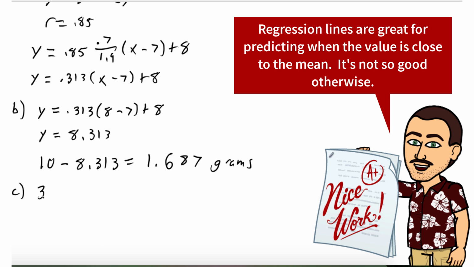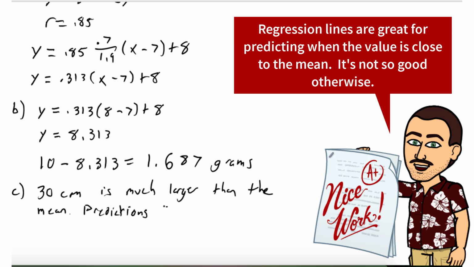And for part C, why can't we use the regression line when the newt is 30 centimeters long? Well, 30 is way far away from the mean. It is so many standard deviations away from the mean, it would be useless to use the regression line for the prediction. The regression line is really just accurate when you're close to the mean. And here, our value was so much bigger than the mean that the prediction would be nonsense.